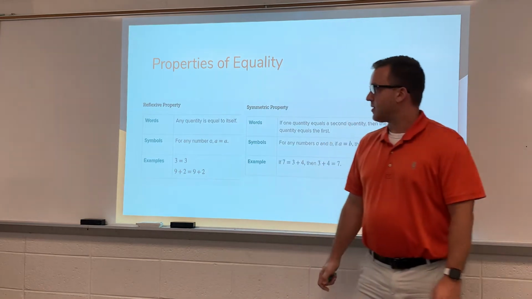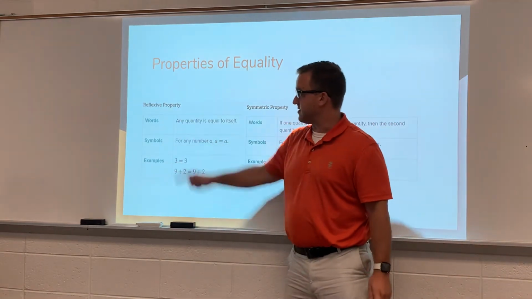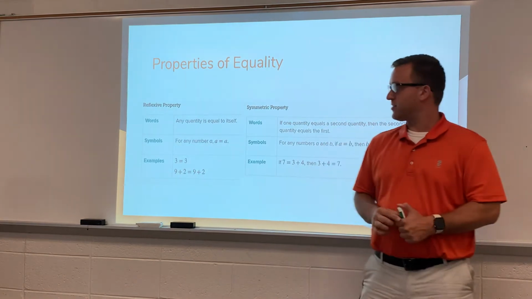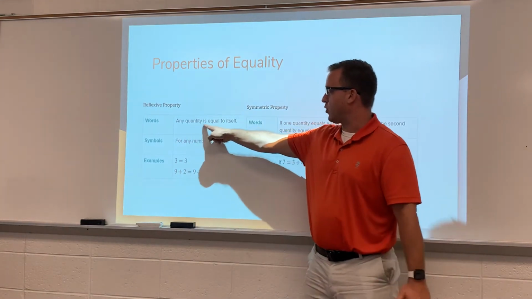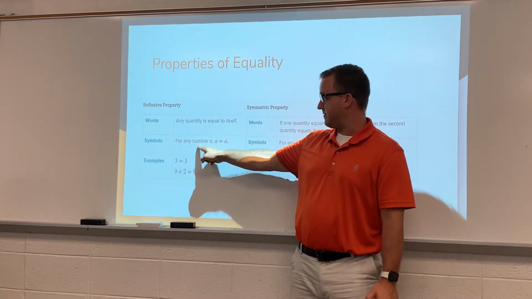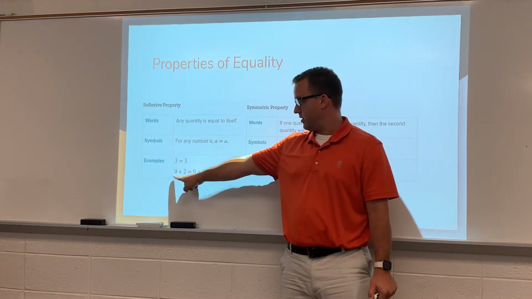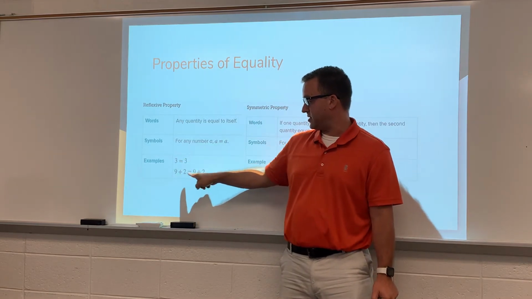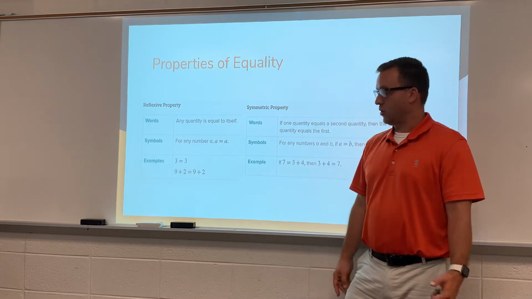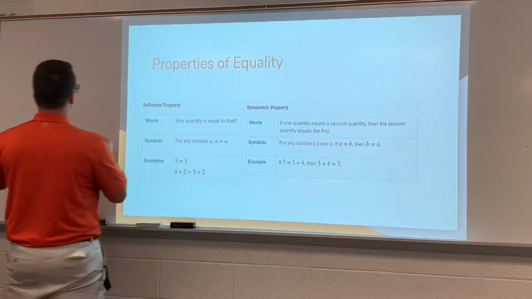So now we're going to talk about some properties of an equality. We're going to start with the reflexive property. Now when we talk about the reflexive property, it just says any quantity equals itself. So in symbols, they would just say for any number A, A equals A, or examples, 3 equals 3, or you can make that more complex, 9 plus 2 equals 9 plus 2, or like 8 minus 5 equals 8 minus 5. So I'm going to summarize that and write it down.